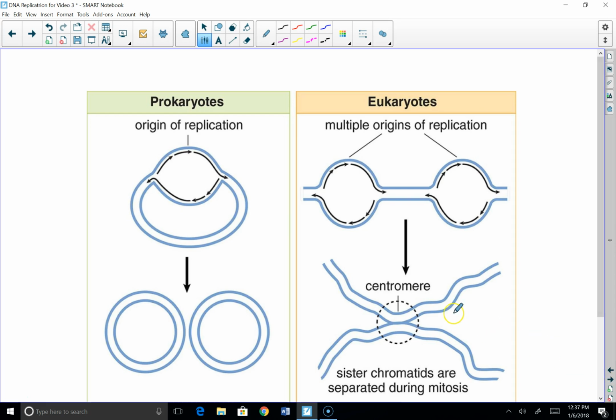In the world of prokaryotes, the replication is simple. It starts off with a double-stranded ring. You start with one origin of replication, you end up with 2 identical copies. In the world of eukaryotes, which are us, that is multiple origins. So we have to replicate quickly, because if not, we would never grow.